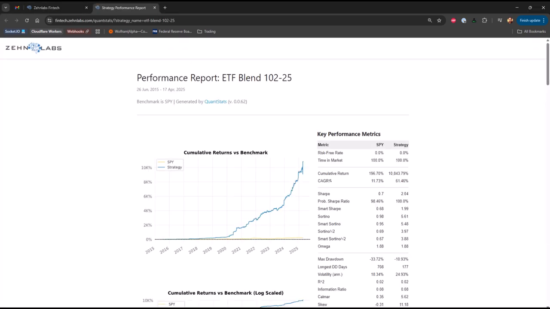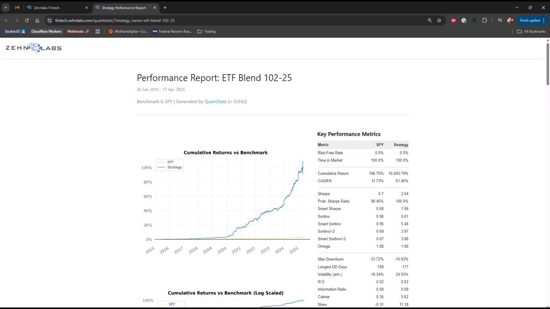We are looking at a strategy performance report for ETF Blend 102-25. These reports are updated regularly, generally on a daily basis. A side note, in addition to the term performance reports, I sometimes also refer to them as quant-stats reports. The reason for this is because these reports are generated using a Python package known as quant-stats. This is a very popular performance analysis package in the financial technology domain, aka fintech.